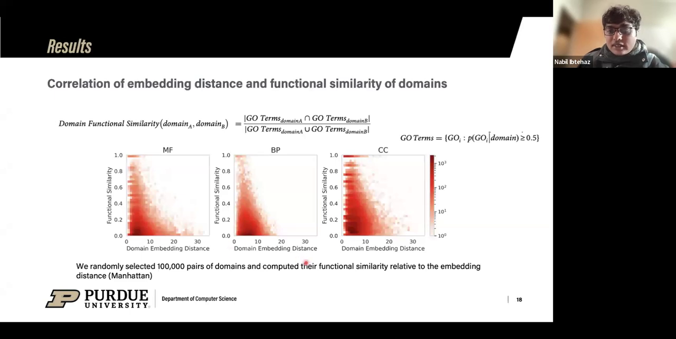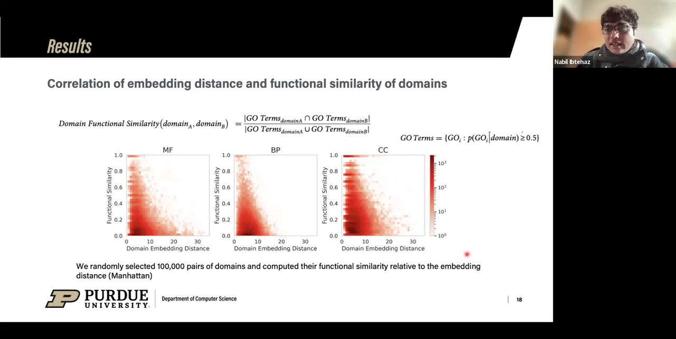And if we plot the embedding distance against the functional similarity, we observe a negative correlation. So the domains that are nearby in the vector space are functionally more similar than the domains that are further apart. And this strong negative correlation in all the cases kind of validates that our domain embeddings are functionally informed. So if two domains have similar embeddings, we can assume that their functions will also be similar.